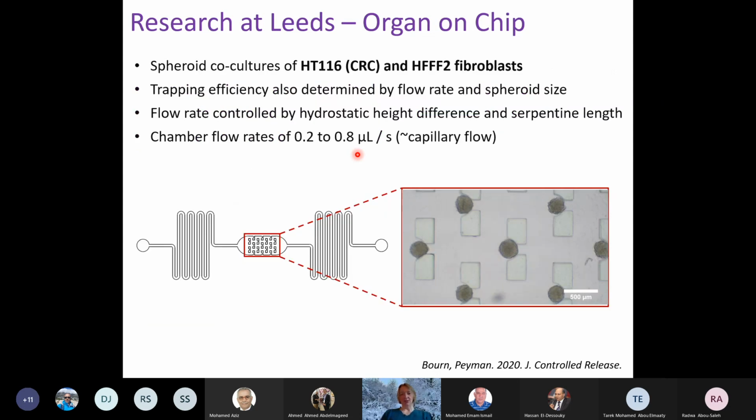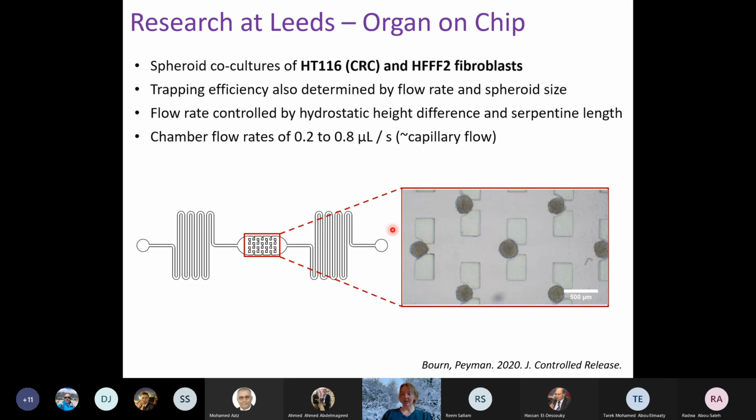So one of the areas that we looked at was being able to grow spheroids and culture them in a microfluidic device in order to do drug testing. What we have here is microtumors or spheroids of colorectal cancer tumors with the associated fibroblasts growing. We grow them off chip, but then introduce them into this microfluidic device that has little traps that trap the spheroids when we flush them into the device and hold them in place.